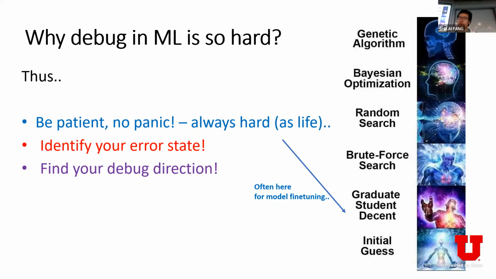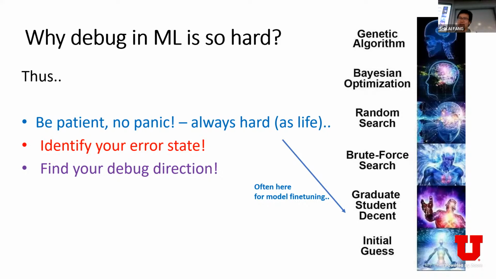You have to make sure what happens and where it happens, and then find your debugging direction here. And naturally, I give an interesting meme right here. Actually, in the very state of the art of machine learning research, people are working out lots of advanced algorithms to do the debugging or find the optimal parameter, optimal hyperparameter.